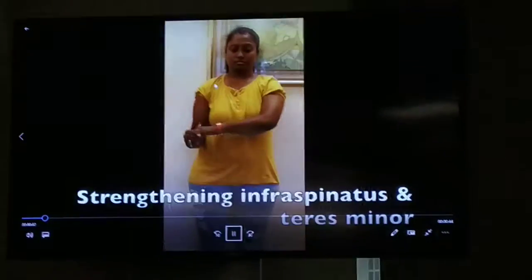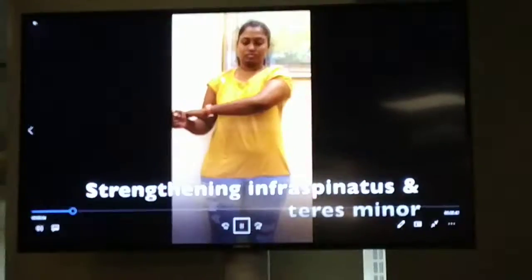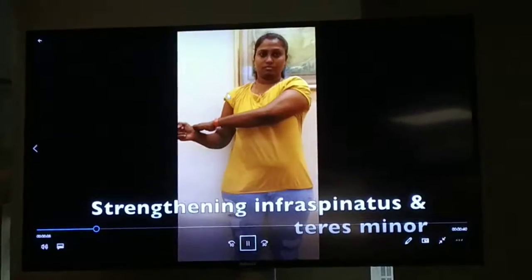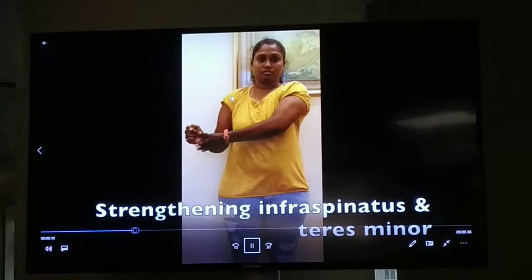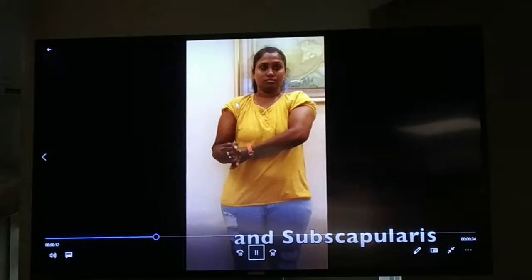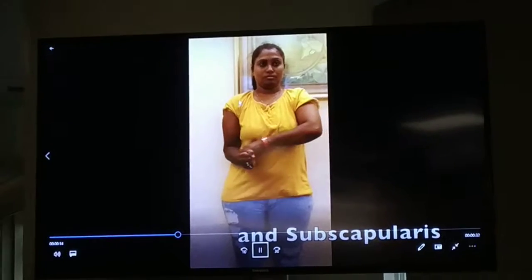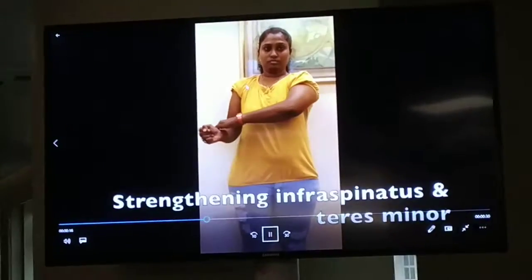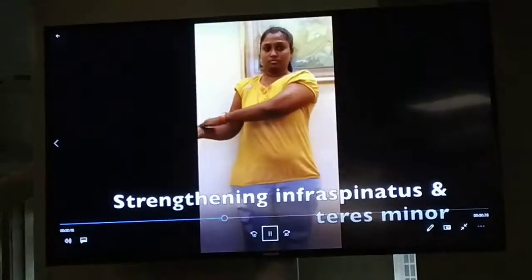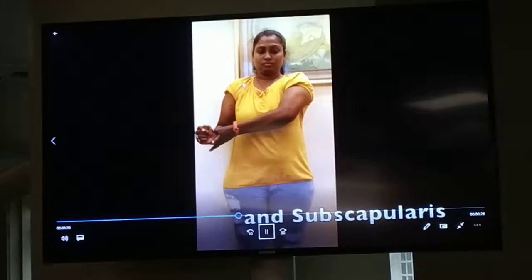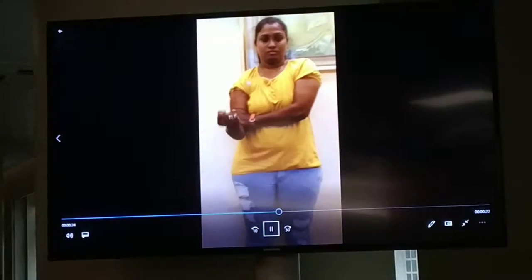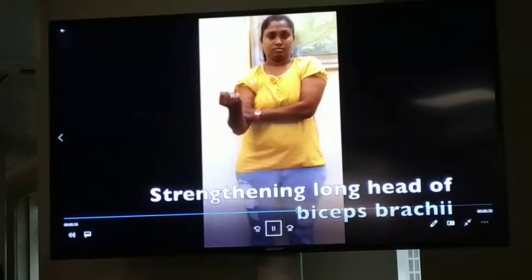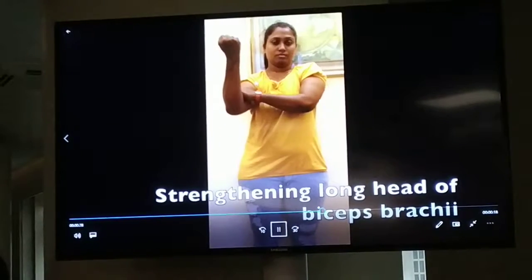So strengthening the infraspinatus and teres minor. So external and internal rotation. You have to block the external rotation. She is blocking external rotation. Subscapularis development. She is blocking internal rotation. So the first was infraspinatus and teres minor, external rotators. The second was subscap. Block it. The second, long head of biceps. Straight stretching.